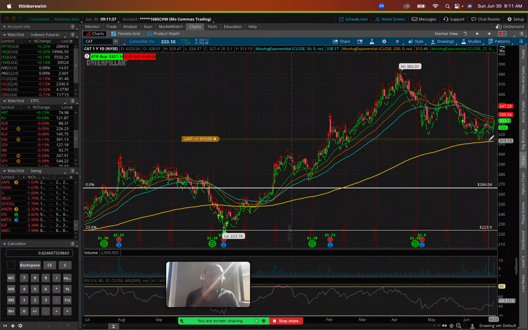So I would just flip this. Imagine if we were mostly in a down market and this was coming up, I would probably want to short it right here at the 200 to come back down if we were in a bear market. So it really just depends on where we are.